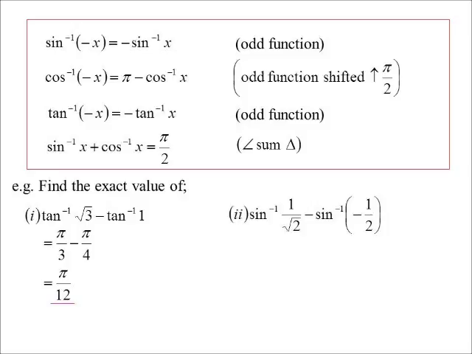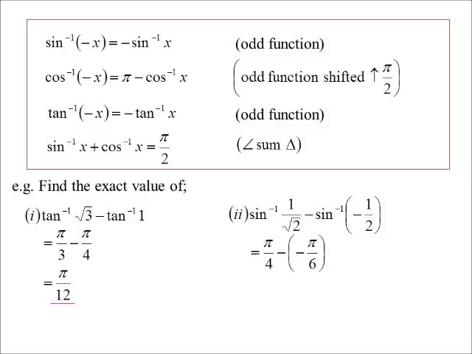Inverse sine of 1 on root 2 minus the inverse sine of minus a half. All right, we could do minus a half, or we could use our rule up here and say inverse sine of minus half is minus the inverse sine of a half. I've just done it straight away, but you've got to be careful, because you've got to think about the range. Inverse sine will only give answers between minus pi on 2 and pi on 2. So the answer for minus a half has to be minus pi on 6.